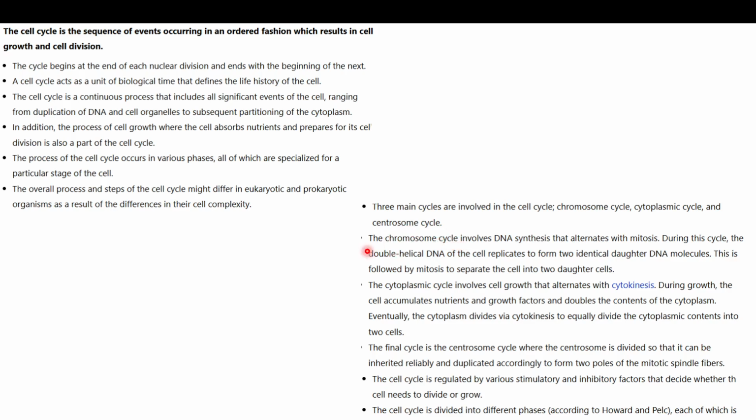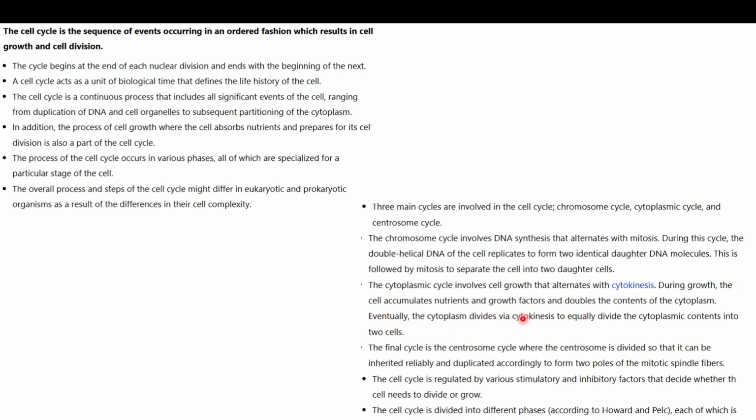So the chromosome cycle involves DNA synthesis that alternates with mitosis, during which the double helical DNA of the cell replicates to form two identical daughter DNA molecules. And then the cytoplasmic cycle comes, where the cell grows in size, and during this, the cell accumulates nutrients and growth factors and doubles the contents of the cytoplasm.